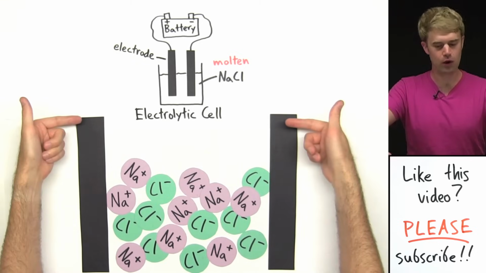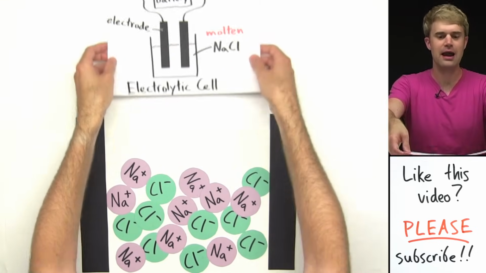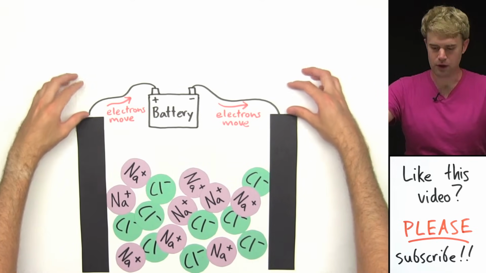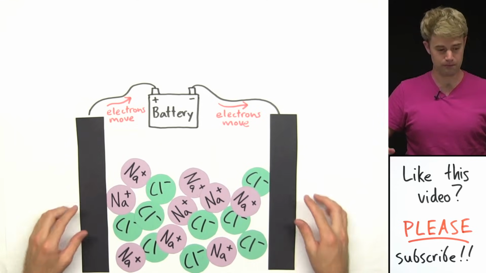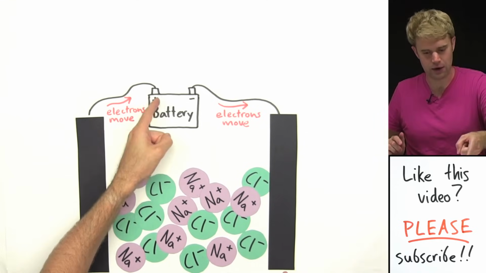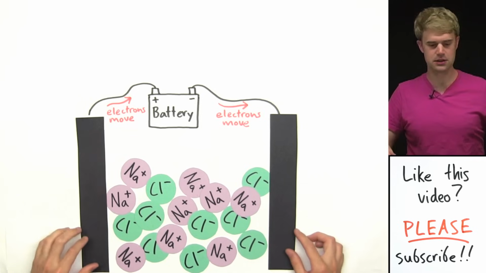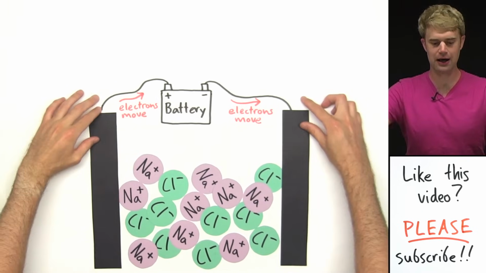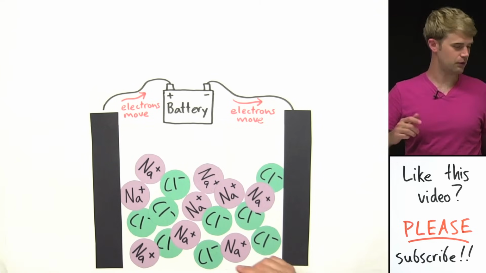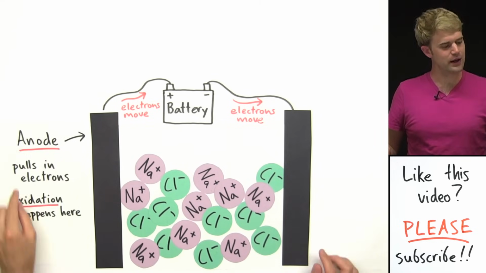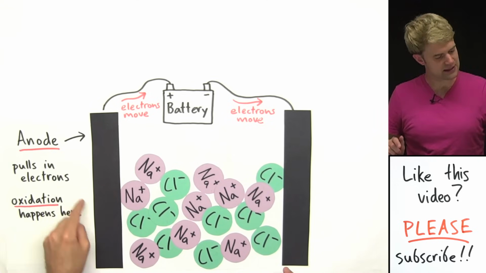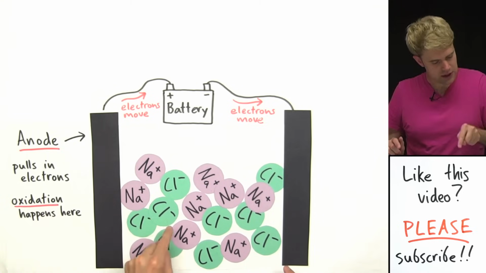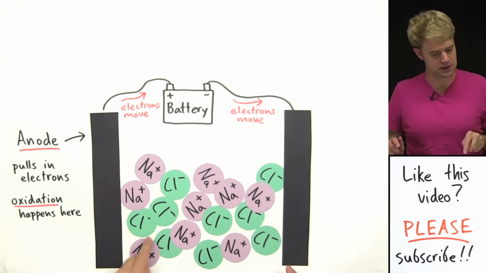Now there's another important part of this electrolytic cell, and that is the battery. The diagram that I put here shows the direction that electrons move. Electrons move from here into the battery and then out of the battery into this electrode. So we can give names to these two electrodes based on how the electrons are moving, okay? The electrode over here we call the anode. The anode is the site of oxidation. Oxidation is happening in here because the anode is pulling in electrons, because this is the direction that the electrons move.